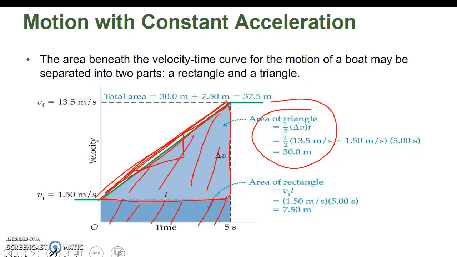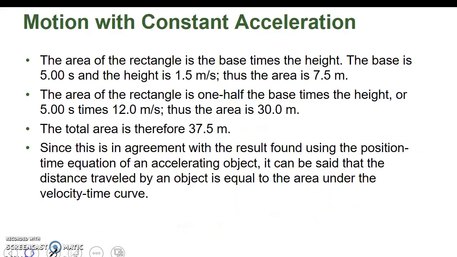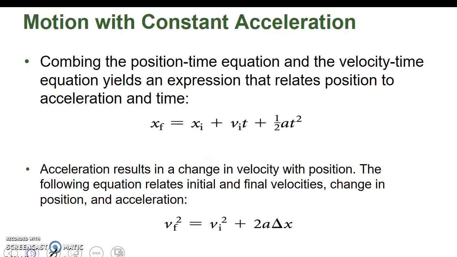When we want to find the area of the rectangle, it turned out to be 7.5, base times height. We add those two together. There's our 37.5 meters, and we have solved for our distance traveled. So graphically, we can do that, area under the curve. And again, you can follow this direction here. That equation can be combined with the other.